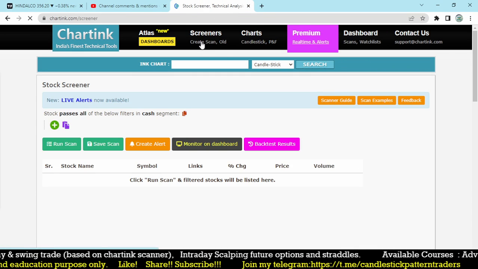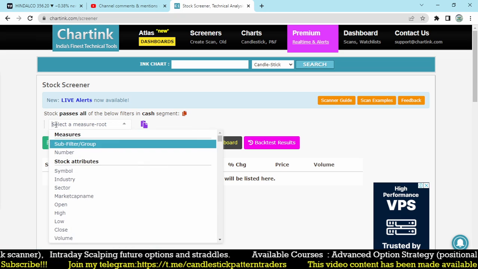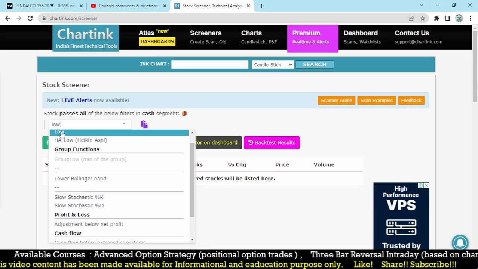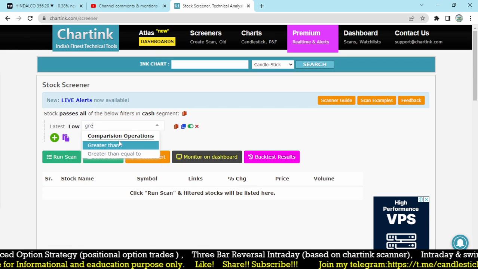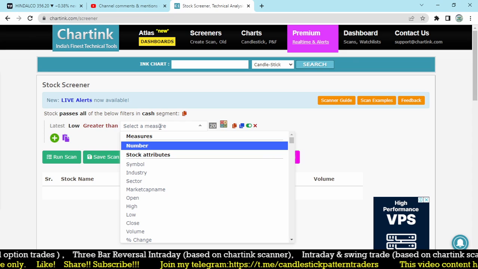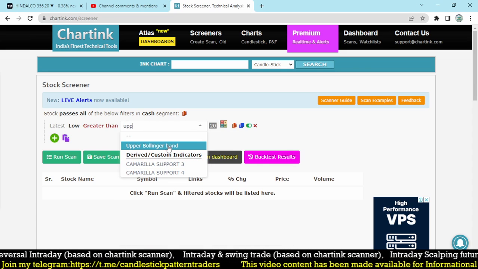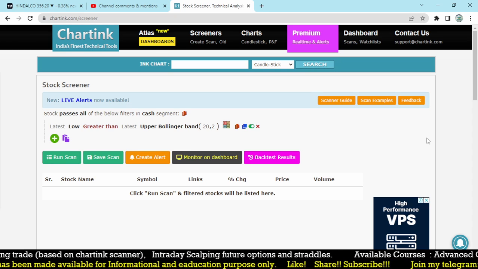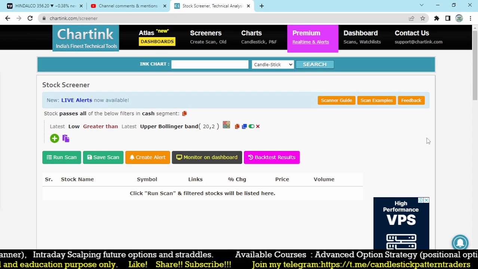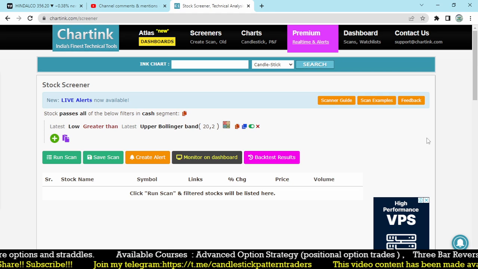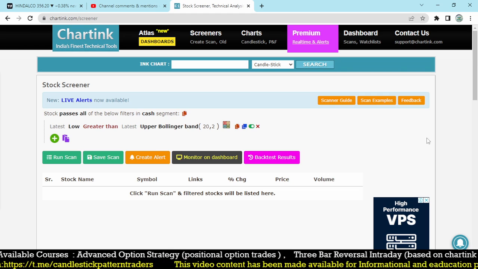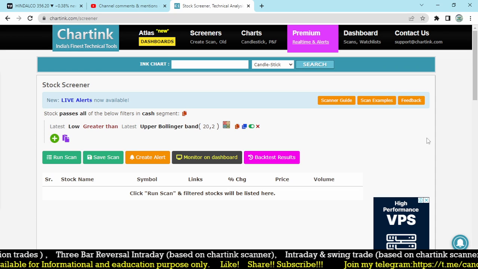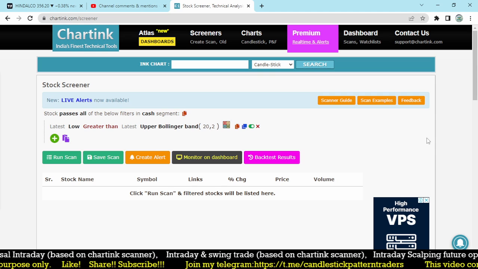Simply, I am going to find those stocks where the low of the recent candle is greater than the upper Bollinger Band. This is a simple thing. The normal Bollinger Band setting is 20,2. So if the stock is trading over and above the upper Bollinger Band without touching it, that is the condition we have created using that line.